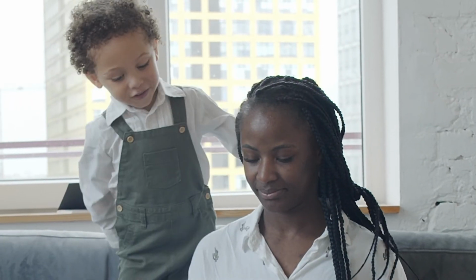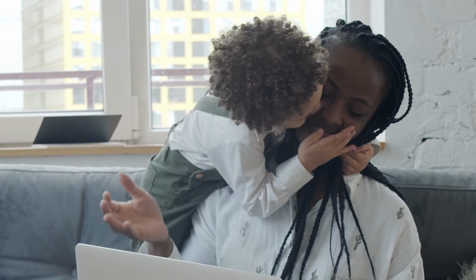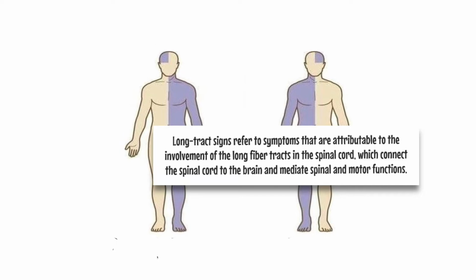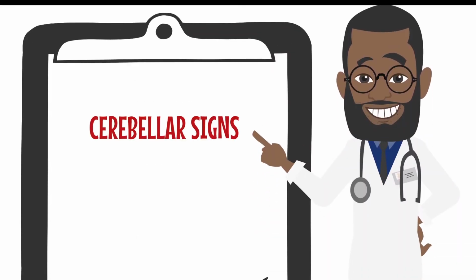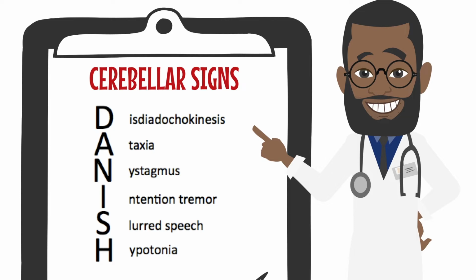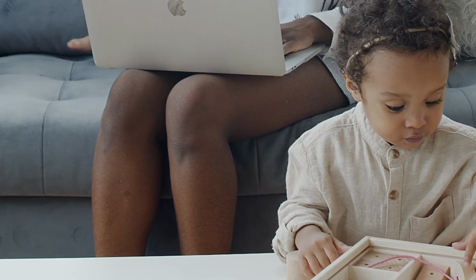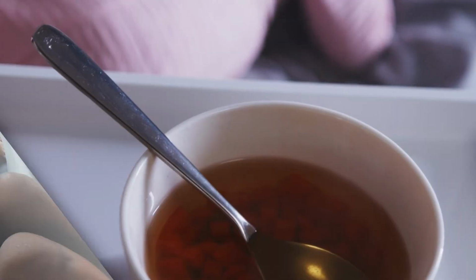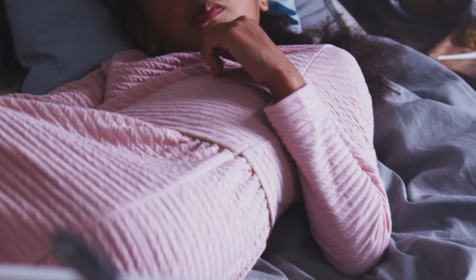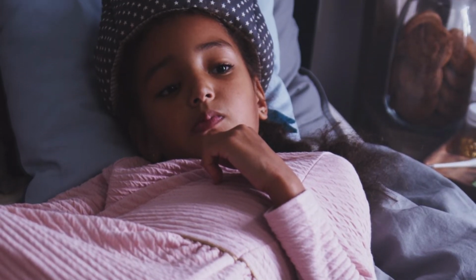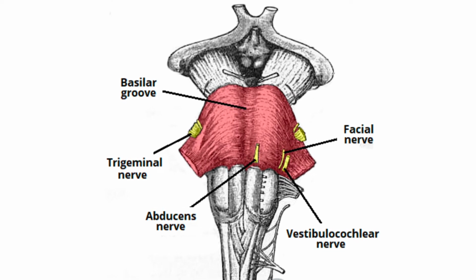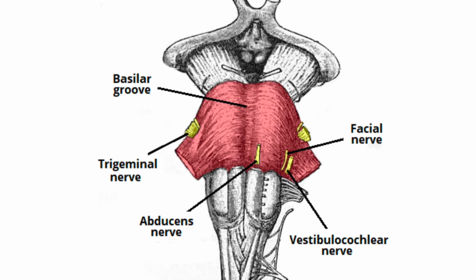The classic presenting triad in DIPG is only present in about 50% of patients. This includes long tract signs, cerebellar signs, and cranial nerve neuropathies. The clinical course for children with DIPG is rapid. Most symptoms start less than 4 weeks before seeking medical attention. The symptoms are caused by dysfunction of pontine structures, including the long tracts and cranial nerve nuclei.